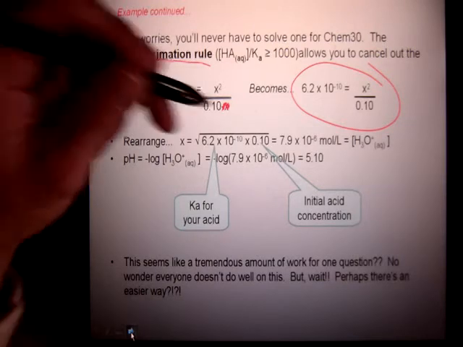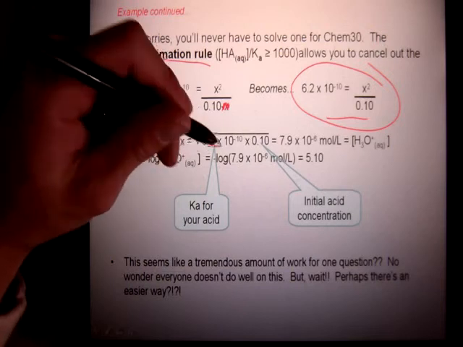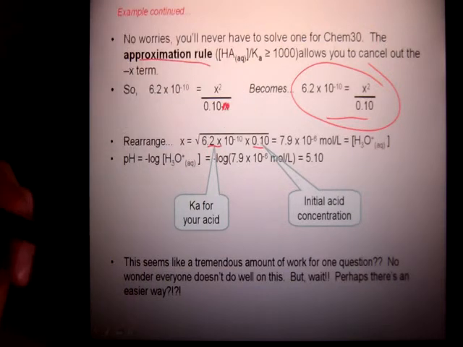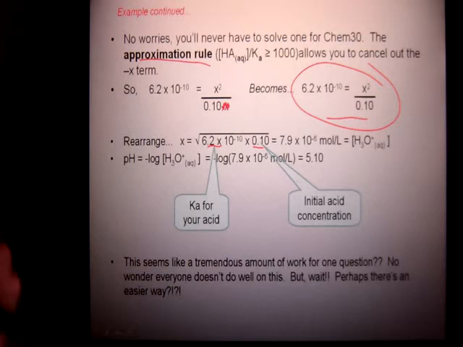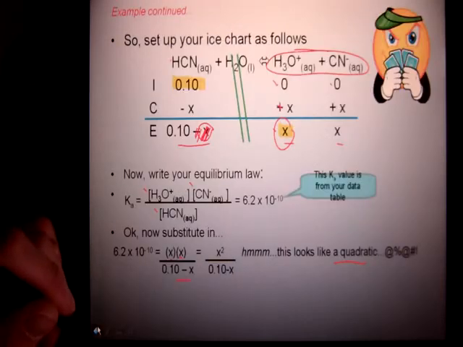So then I can just quickly rearrange this to solve for x, which is going to be the K value times the concentration, and then square rooting it. Don't forget to square root it. And that becomes your hydronium concentration, and then either you're done or you have to solve for pH like we always do. Okay? But you do not have to go through this all the time.